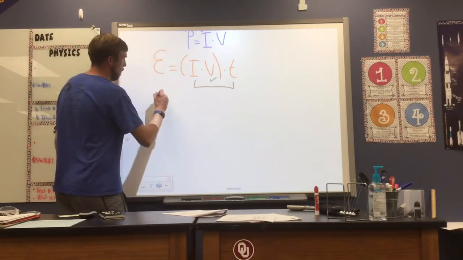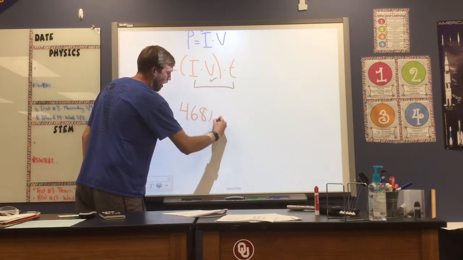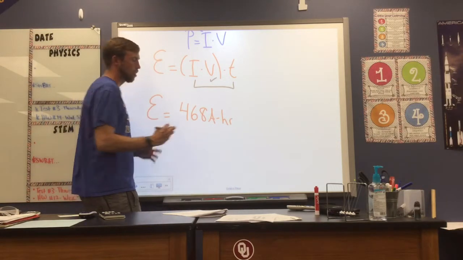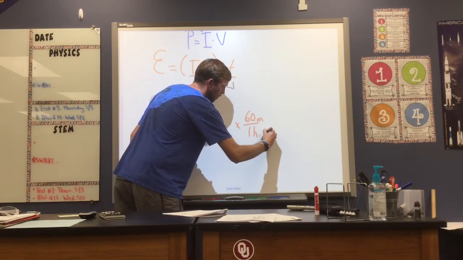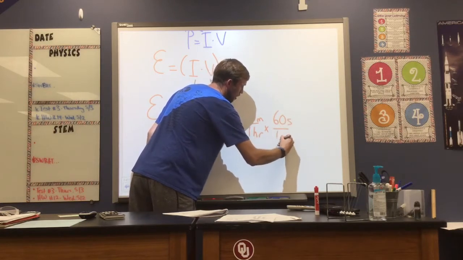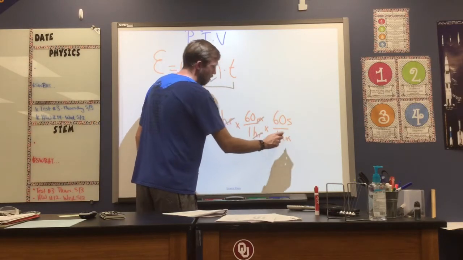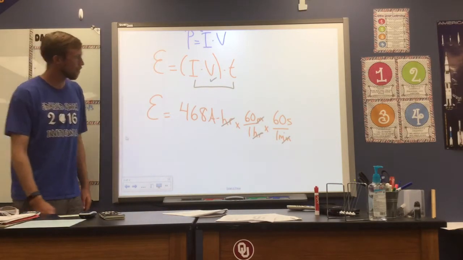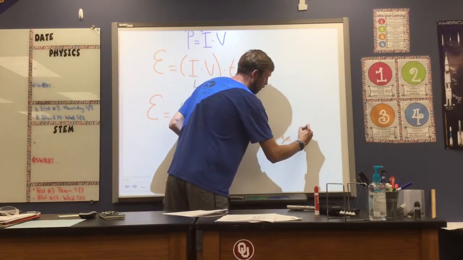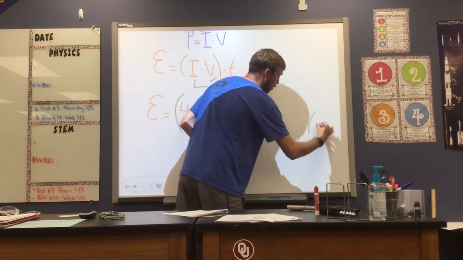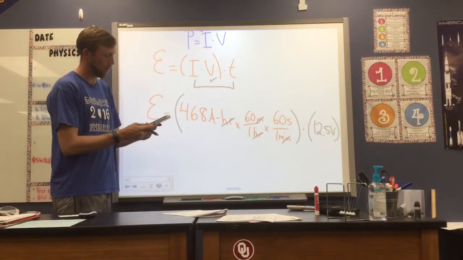So here's what I'm going to do. My energy, E, is equal to my current times my time, which is 468 ampere hours. I'm going to go ahead and convert that to seconds right now. We know that there are 60 minutes in 1 hour and 60 seconds in 1 minute. What that's going to do is get rid of the hours and minutes, so we'll be in the unit that we want, which is seconds. And then this is really I times T, which is what we have up here. Then we'll multiply all of this by our voltage, 12.5 volts.